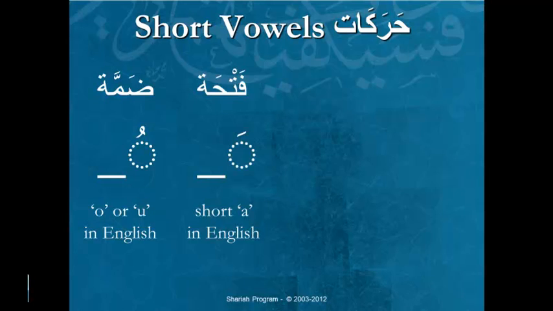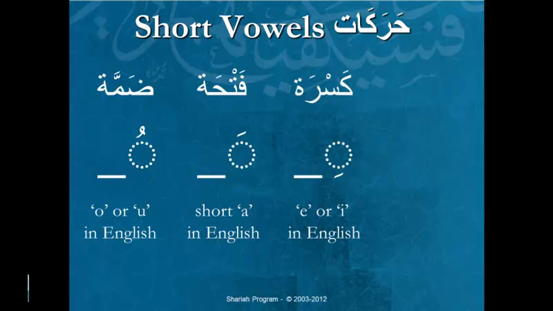The second short vowel is a fatha, and the symbol is a stroke that comes on top of the letter, and a ba with one of those on top of it will be ba. And our third one is a kasra, and this comes underneath the letter, and it creates an E or an I sound. So a ba with that underneath it would create bi. Bu, ba, and bi. Okay, now that's the bare minimum.